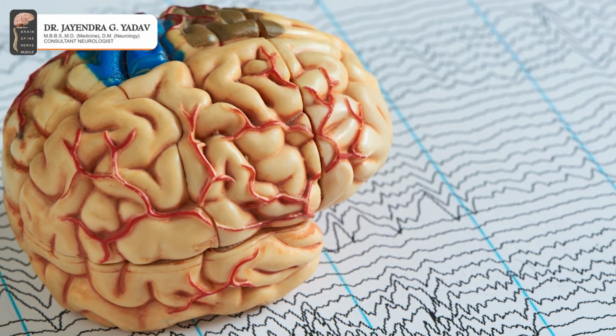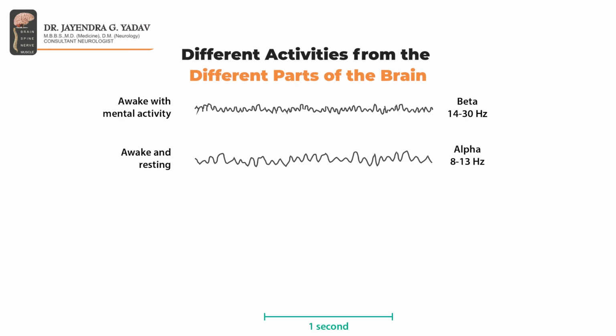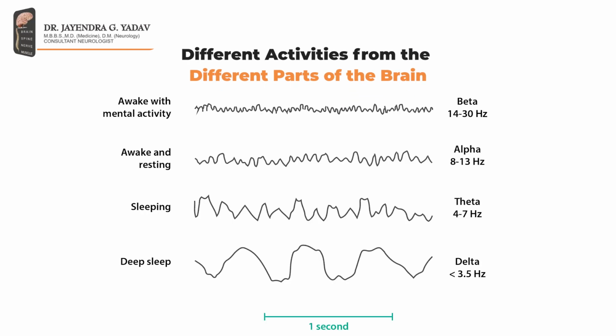a graph, and that graph can be recorded for like 20 minutes, 30 minutes. How does it help? While plotting this graph, we get the different activities of the different areas of the brain. Depending on the frequencies, these can be divided into various activities like alpha activity, beta activity, theta activity, and delta activity. So a normal EEG in a person has a typical pattern.